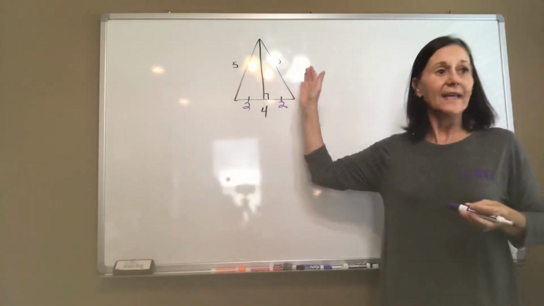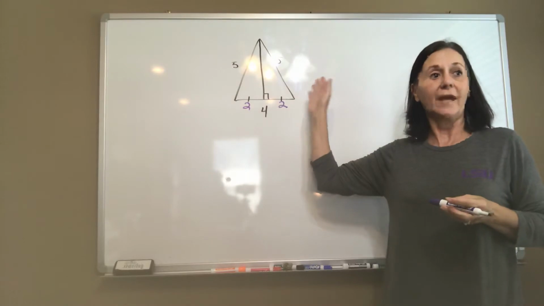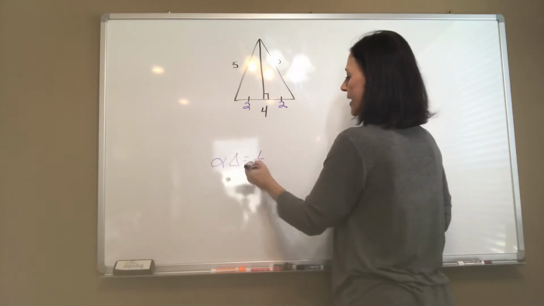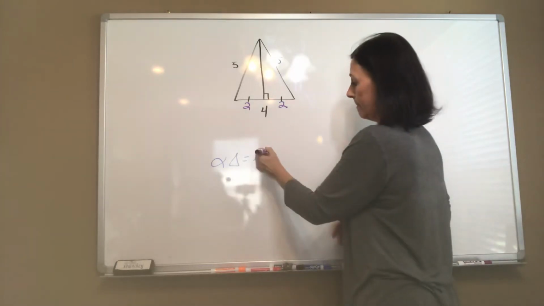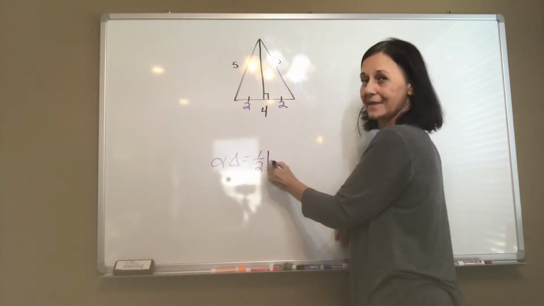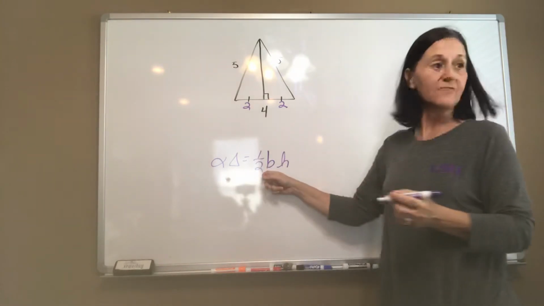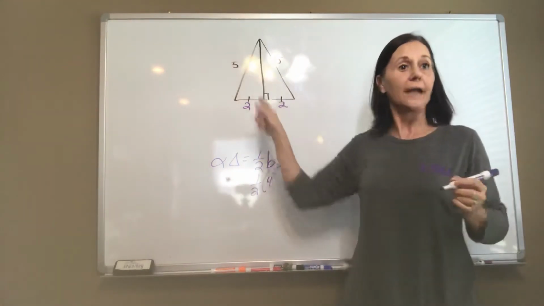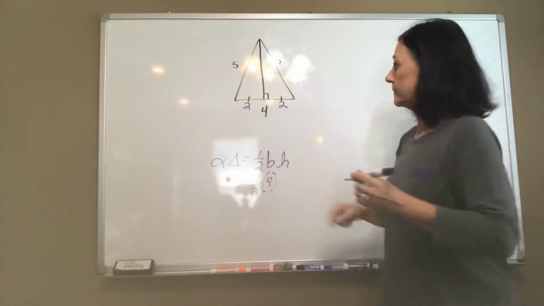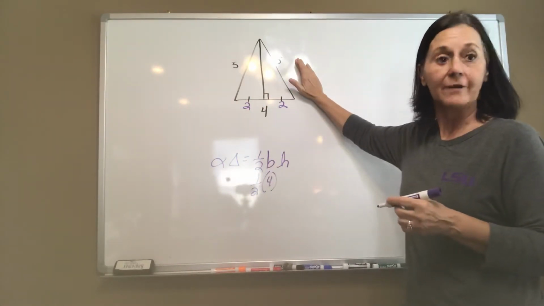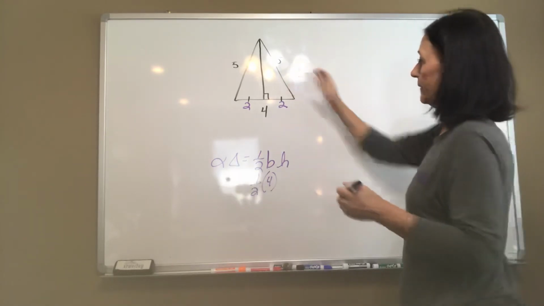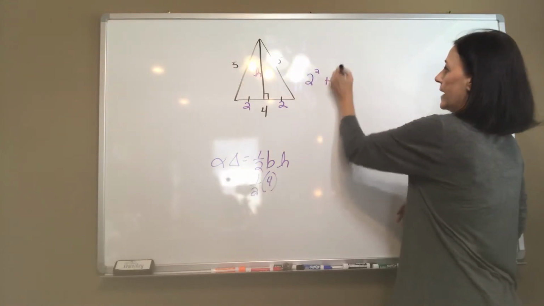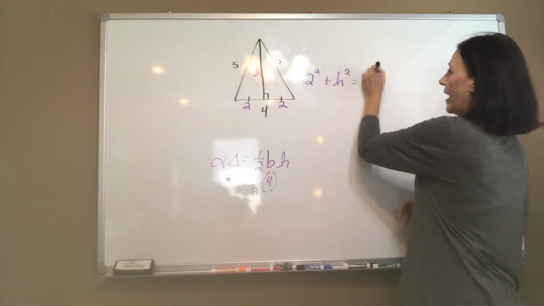Because I can't just use the sides to calculate the area. I need the height. What's the formula for the area of a triangle? It's 1/2 pi r squared. No, no. It's 1/2 base times height. So I know the base is 4, right? I just don't know the height or altitude. But now I can calculate it using the Pythagorean theorem, right? So we'll label this h. So 2 squared plus h squared is going to be 5 squared.